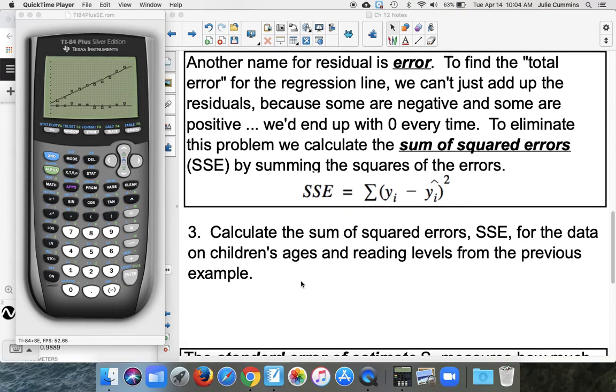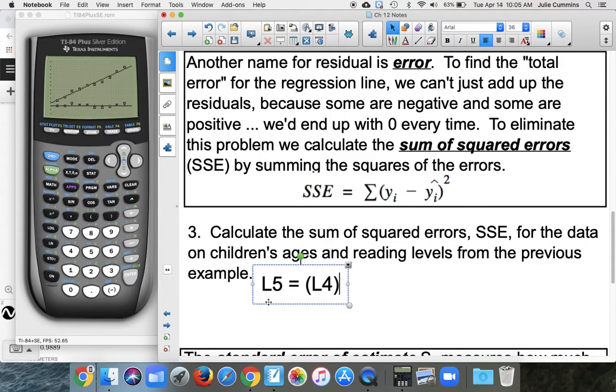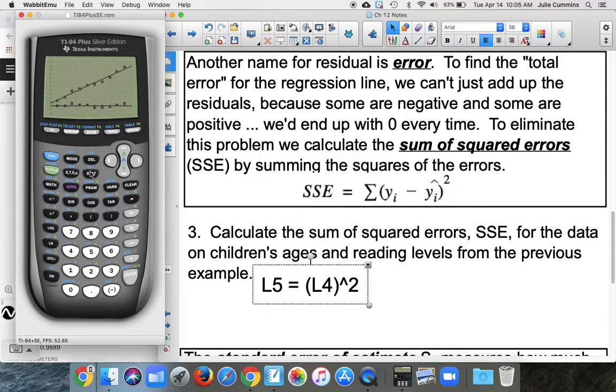Okay, so we want to do this from the data that we already have in our calculator. What we want to do is take all of those residuals, square them, and add them up. So you're going to go into L5. We're going to type it down here where it actually makes sense. We're going to take all the residuals, remember, those were in L4, and we're going to square them. Okay, so let me get to that on the calculator.